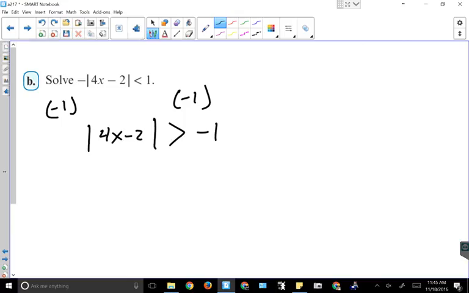Is there a number that I can plug in here that is going to create a number that is not larger than negative 1? Or will any number I plug in here work? Because the absolute value always makes it go what? Positive. And will any positive number be bigger than negative 1? No. So this would be all reals. So when we get a situation like this where all the numbers are possible, all reals.